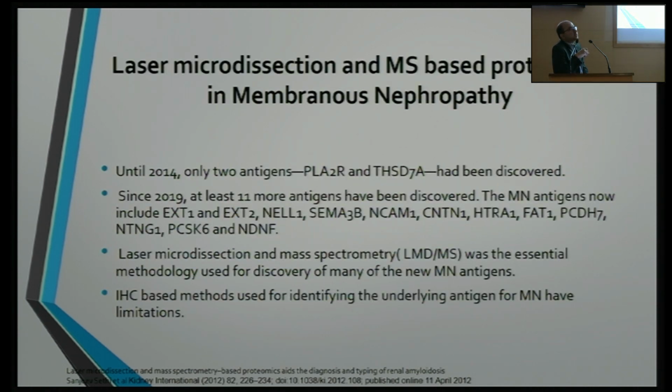LMD in membranous nephropathy: a lot of research has happened in the last decade on membranous and all these antigens. Initially, as we know, PLA2R and thrombospondin were the antigens, followed by this long explosion of antigens which have been associated with membranous. Most of these have been detected by using LMD and mass spectrometry based proteomics. But not just as a research tool, this can also be used as a diagnostic tool in specific scenarios. There are IHCs which are available for many of these markers.